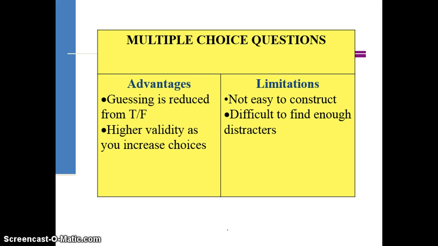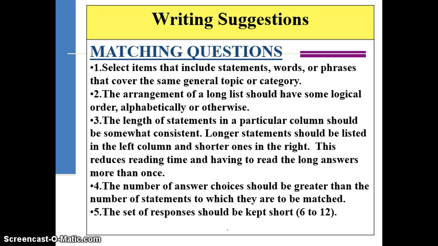Multiple choice questions. Advantages: guessing is reduced from true and false, and validity is higher as you increase choices. The limitations: not easy to construct, and difficult to find enough distractors. So writing suggestions, matching questions. Number 1, select items that include statements, words, or phrases that cover the same general topic or category. 2, the arrangement of a long list should have some logical order, alphabetically or otherwise.